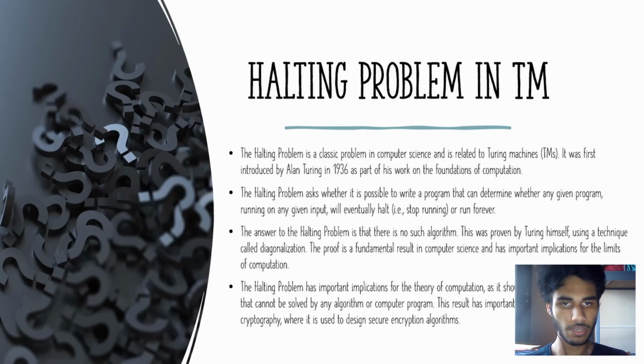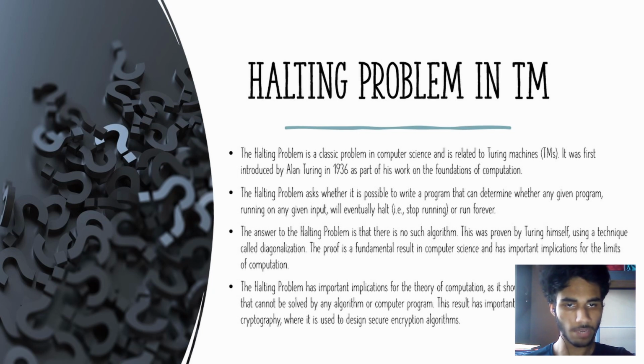Halting problem in Turing machines. The halting problem is a classic problem in computer science and is related to the Turing machine. It was first introduced by Alan Turing in 1936 as a part of his work on the foundations of computation. The halting problem asks whether it is possible to write a program that will determine whether any given program running on any other given input will eventually halt or run forever.